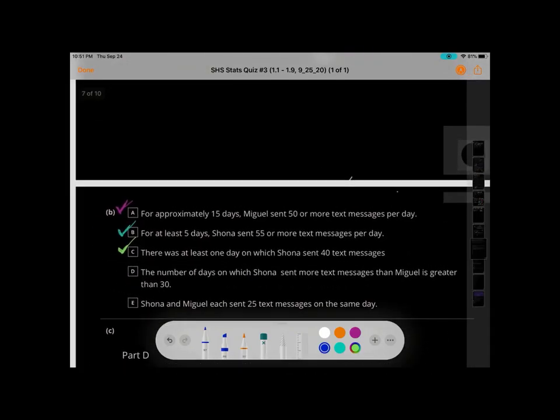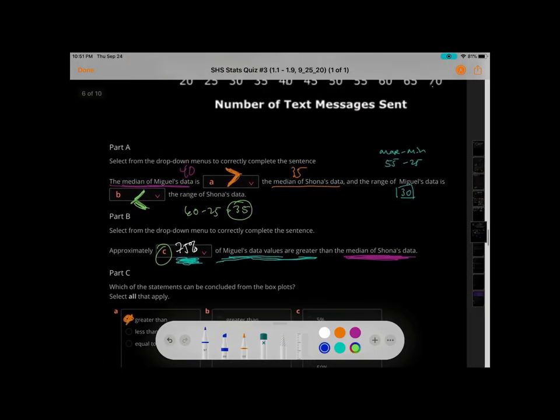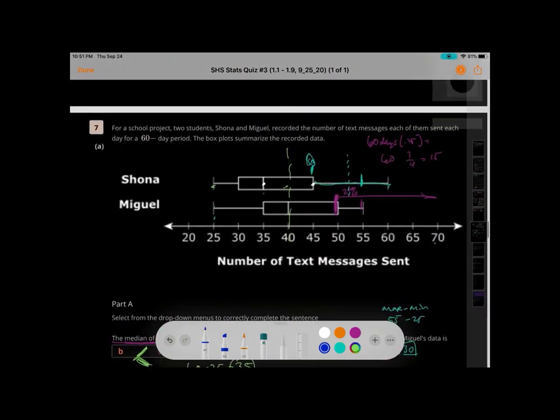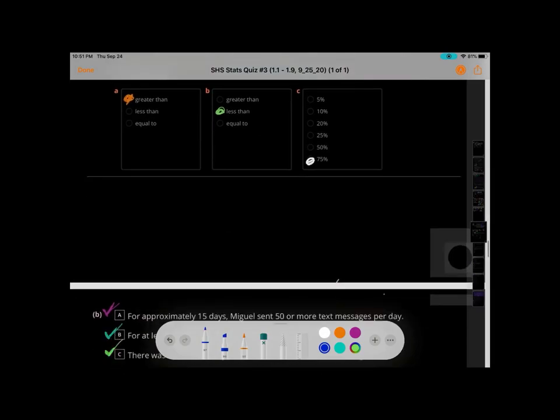The number of days Shona sent. Okay, so what they're doing here is they're trying to figure out, is this going to represent, this is more days, right? How many days does that represent there? And let's double check.